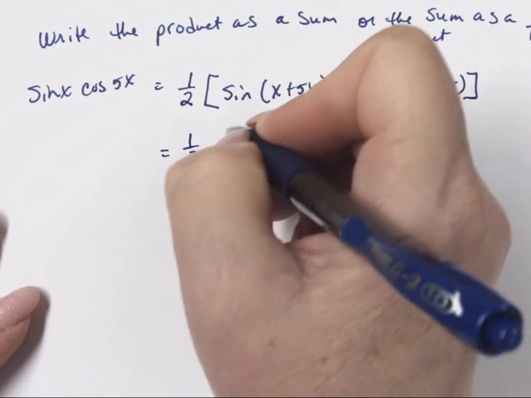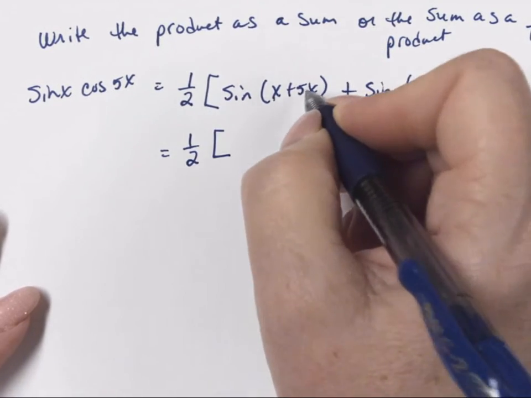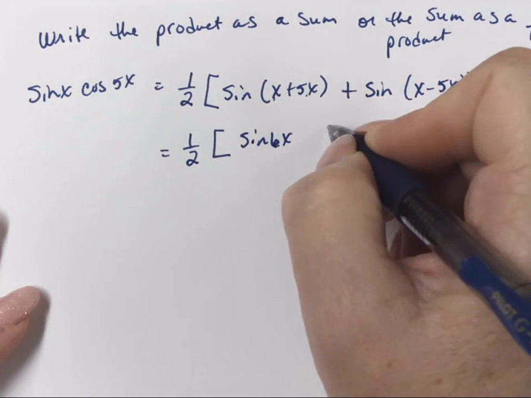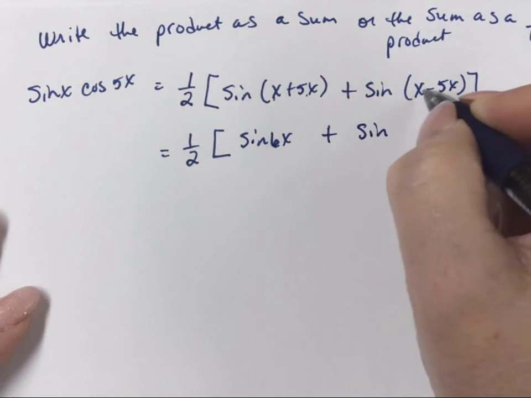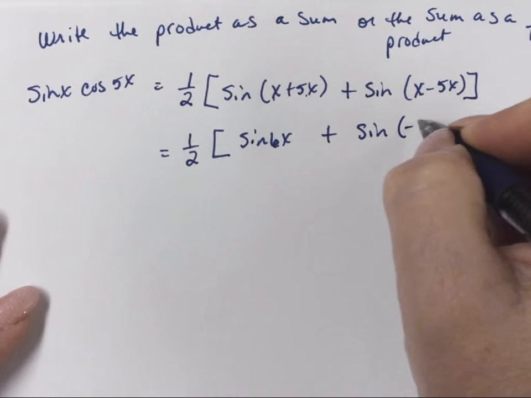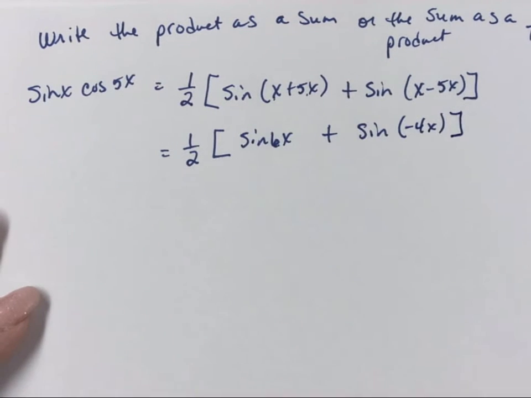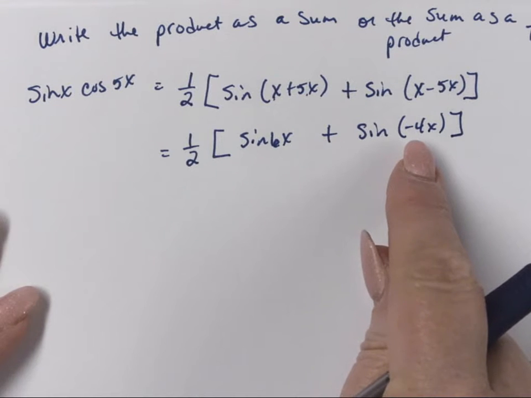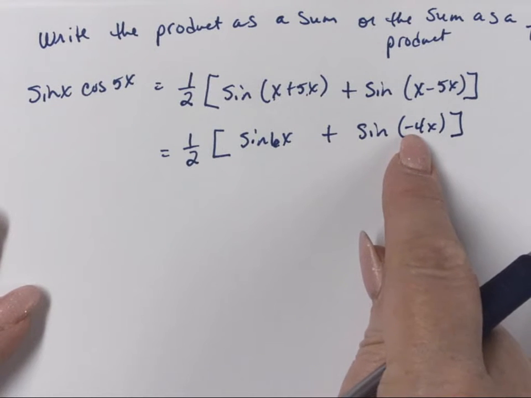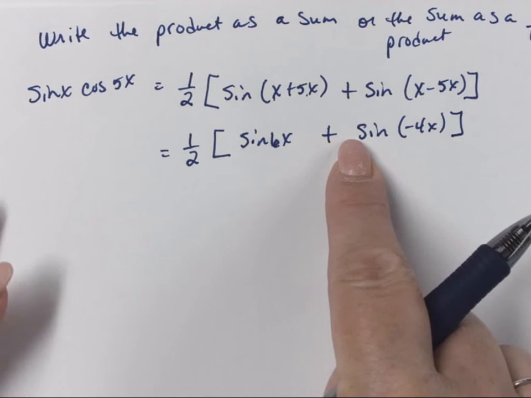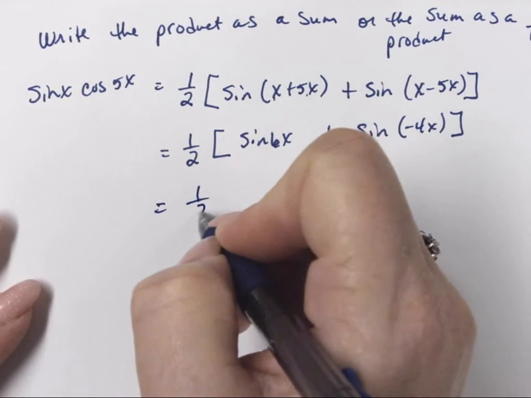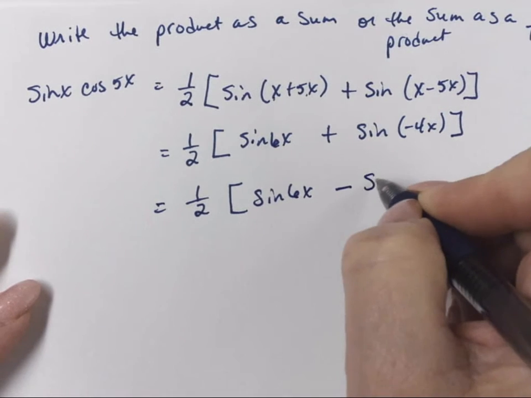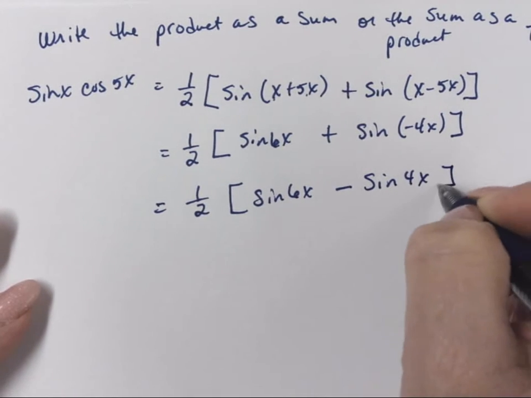So this will be 1/2. x plus 5x will get us 6x plus the sine of x minus 5x would get us negative 4x. This is where we have to remember our odd and even functions. So sine is an odd function, and so that negative will pull through to the front of it. So we'll end up with 1/2 the sine of 6x minus the sine of 4x.